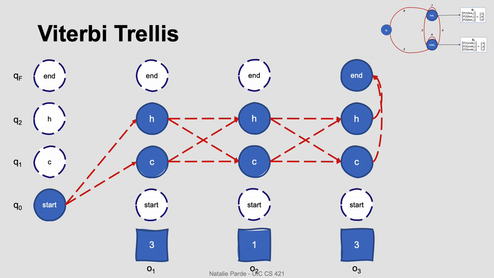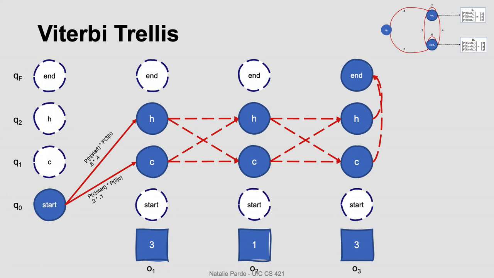So to quickly review, here we have what was previously called the forward trellis, but now we're calling it the Viterbi trellis. We have a set of states at time steps 1, 2, and 3, a start state, and an endpoint. We also have a sequence of observations, 3, 1, 3. Our goal is to figure out which sequence of hidden states generated the observed sequence 3, 1, 3.